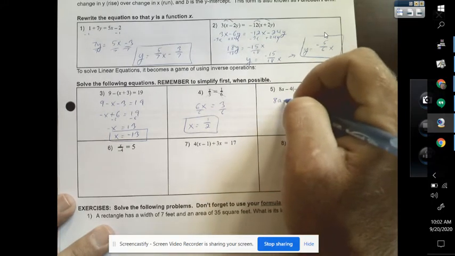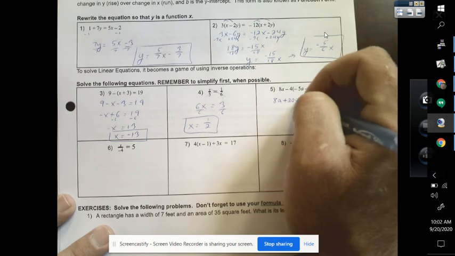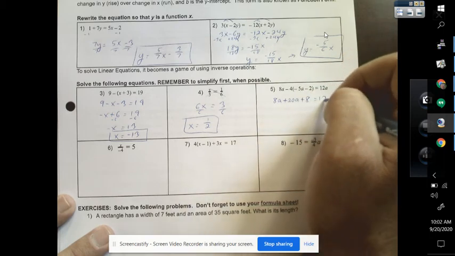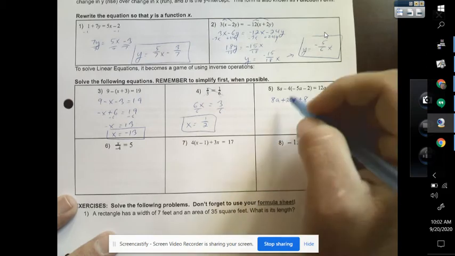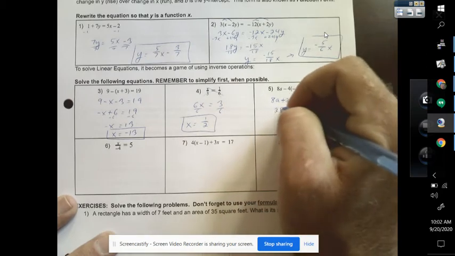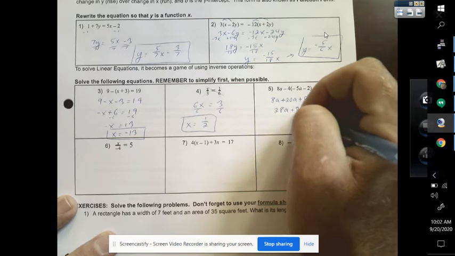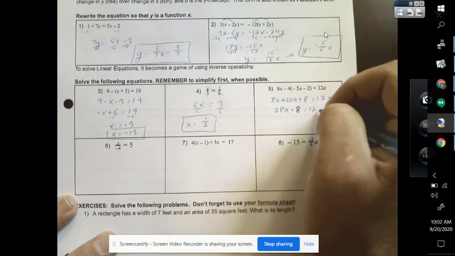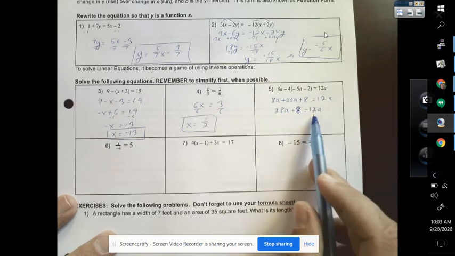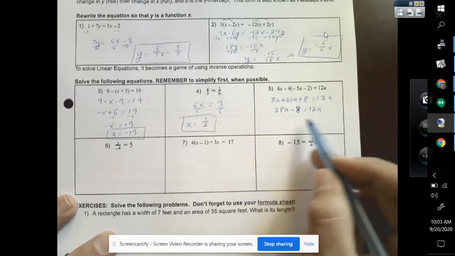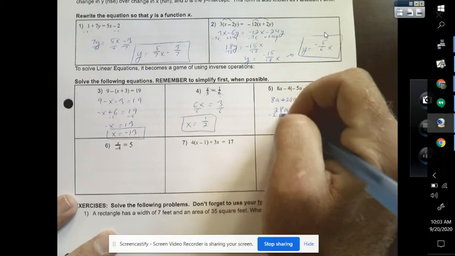Distribute over here again. 8a plus 20a plus 8 equals 12a. Okay, combine your like terms together here. 28a plus 8 equals 12a. Trying to jump ahead of myself right there. This one can be a little tricky. I'm going to go ahead and subtract 28a over. Different ways to do this.